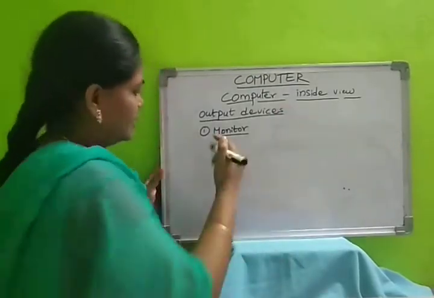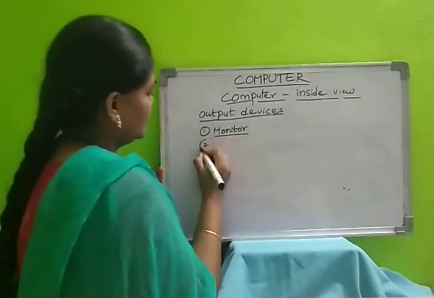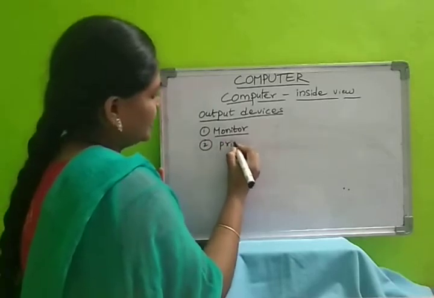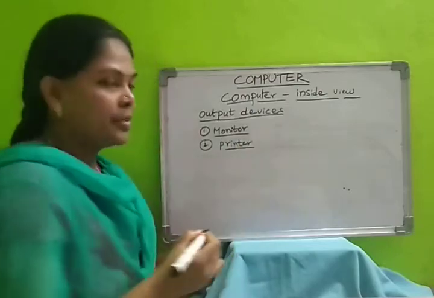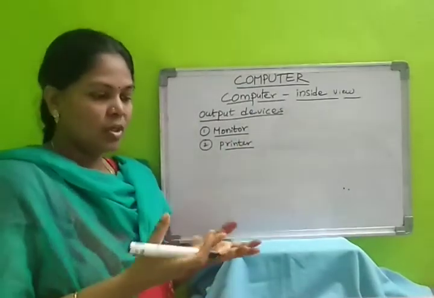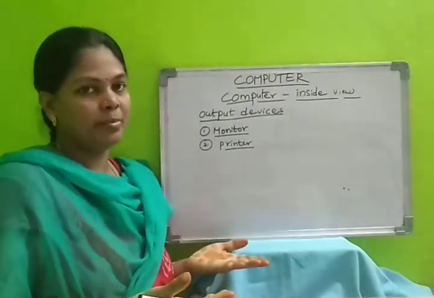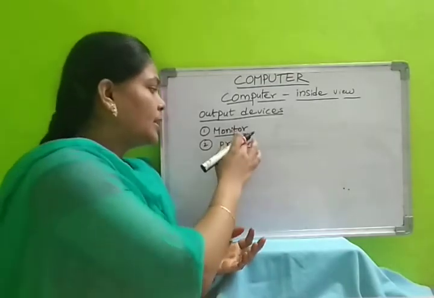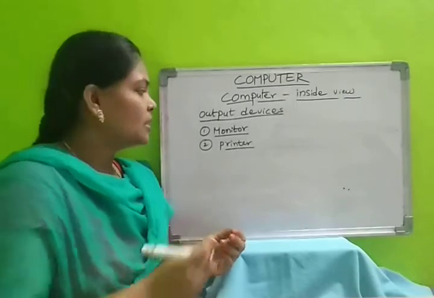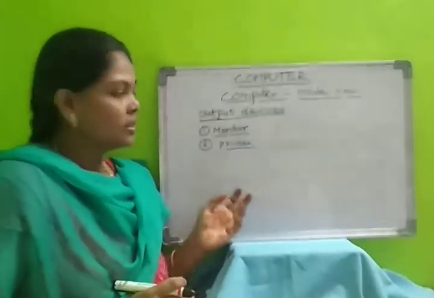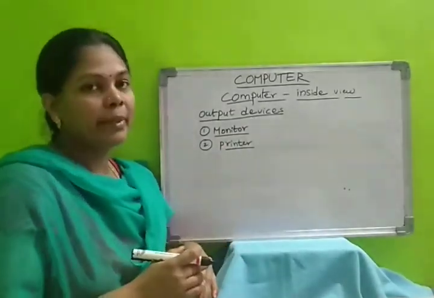The second output device is the printer. Suppose you type your name and you want to see that on a paper. What will you do? We will connect to a printer and take a printout of your name. Then you can see the information on paper.